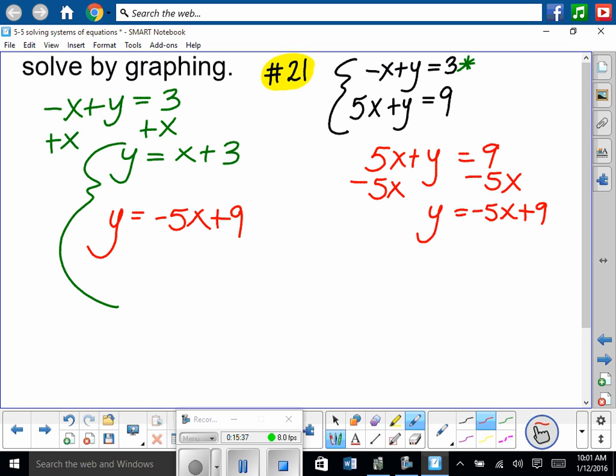So if we were to graph these on our graphing calculator, we're going to have two lines. They're going to intersect at some point. That is what we're solving for if we were to do it by hand. Let's just use our calculator. So pull up your calculator.